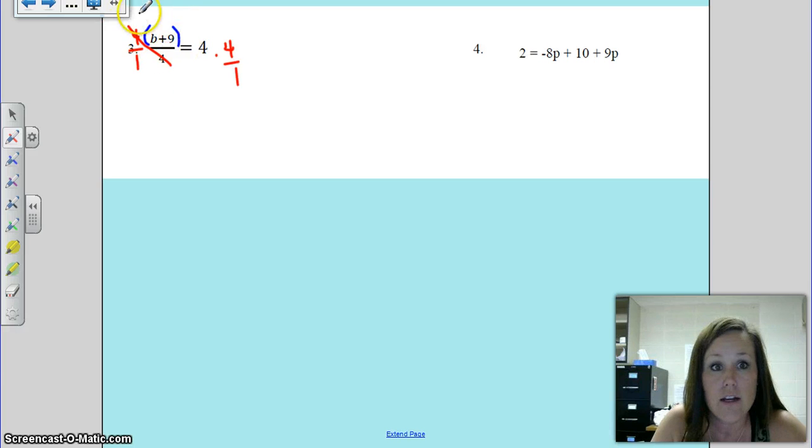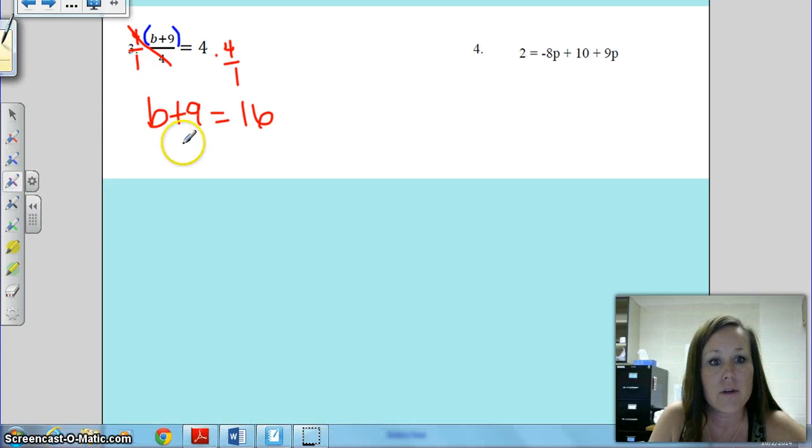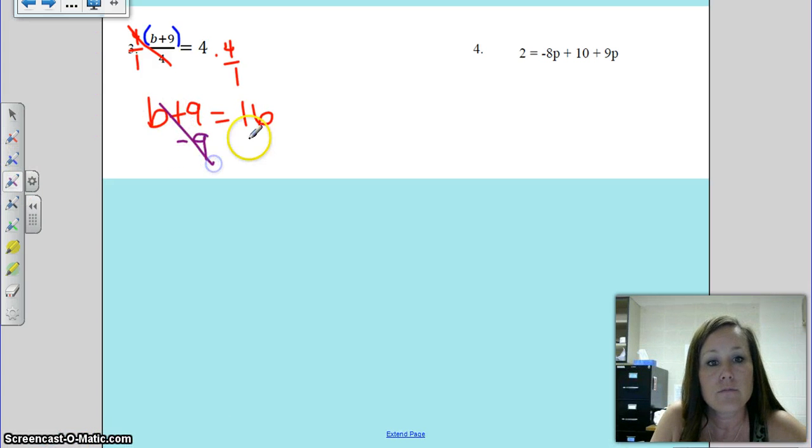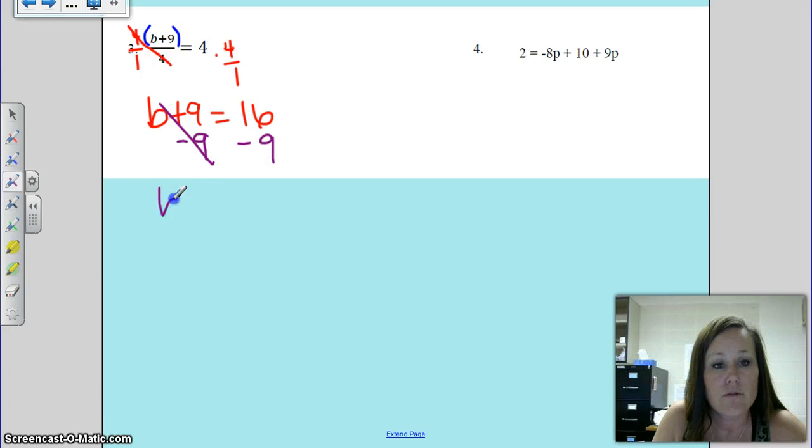This is married together right now. I can't do anything with it. I have to get rid of that 4 in the denominator. So I have 4 times 4 is 16. Okay? Next, it's just like what we've been doing. Subtract 9, subtract 9. I'm left with b equals 7. Right? Okay. Next one.